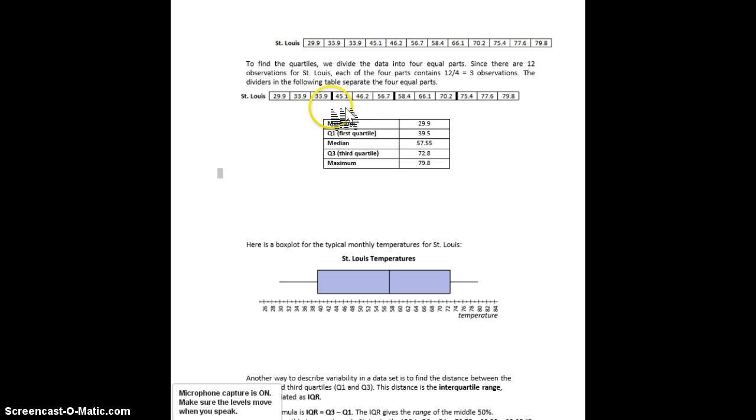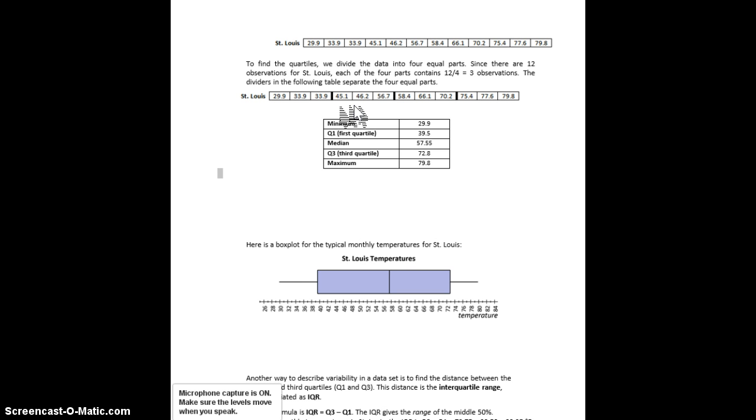Now, right here, between 33.9 and 45.1, that's a divider that divides the first quarter of data. Now there are 12 numbers, so there are 4 quarters of data, not quartiles, quarters. So the first quarter of data consists of 3 numbers. The second quarter consists of 3 numbers. The third quarter consists of 3 numbers, and the fourth quarter consists of 3 numbers.